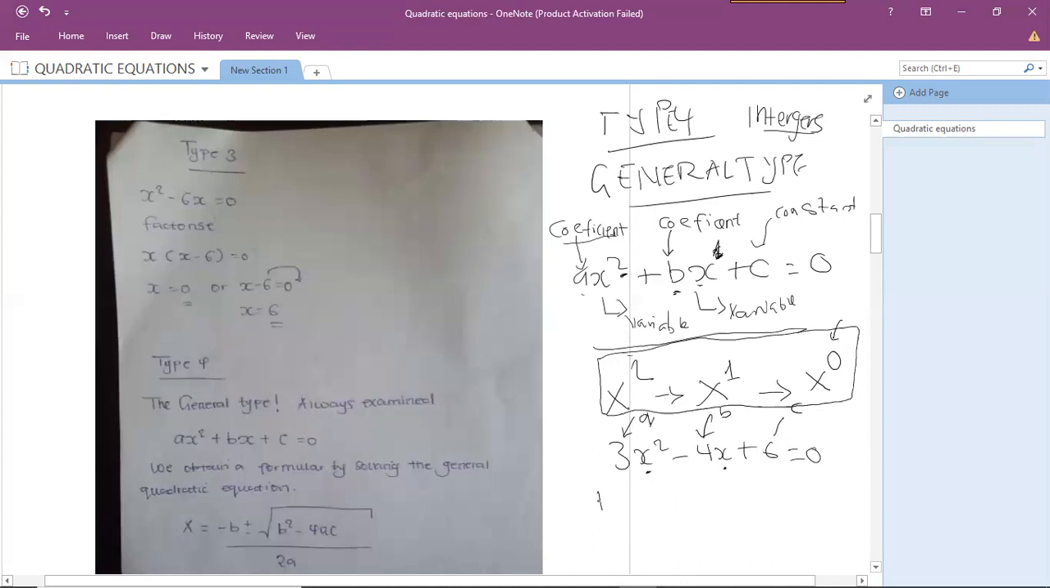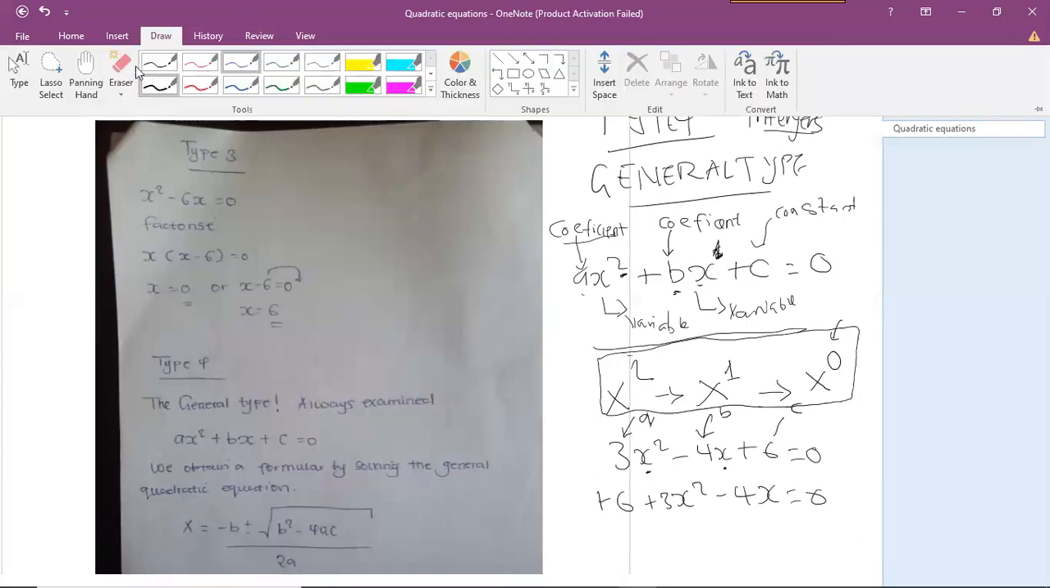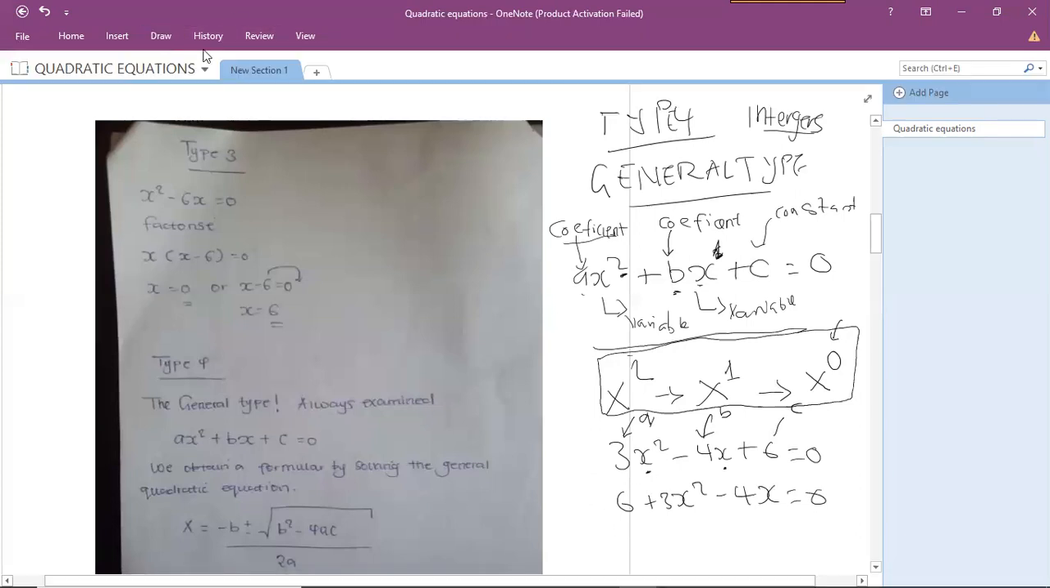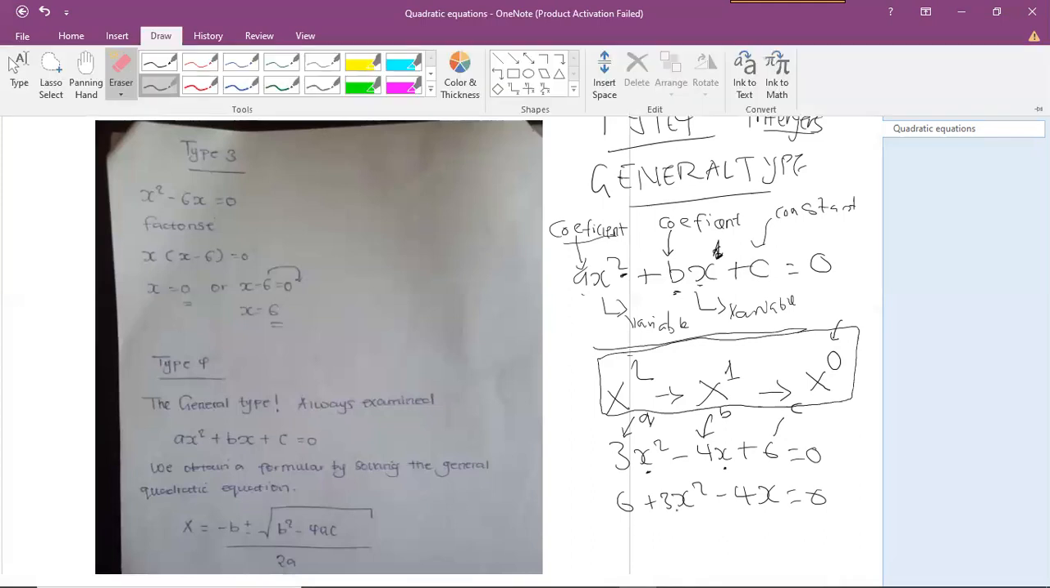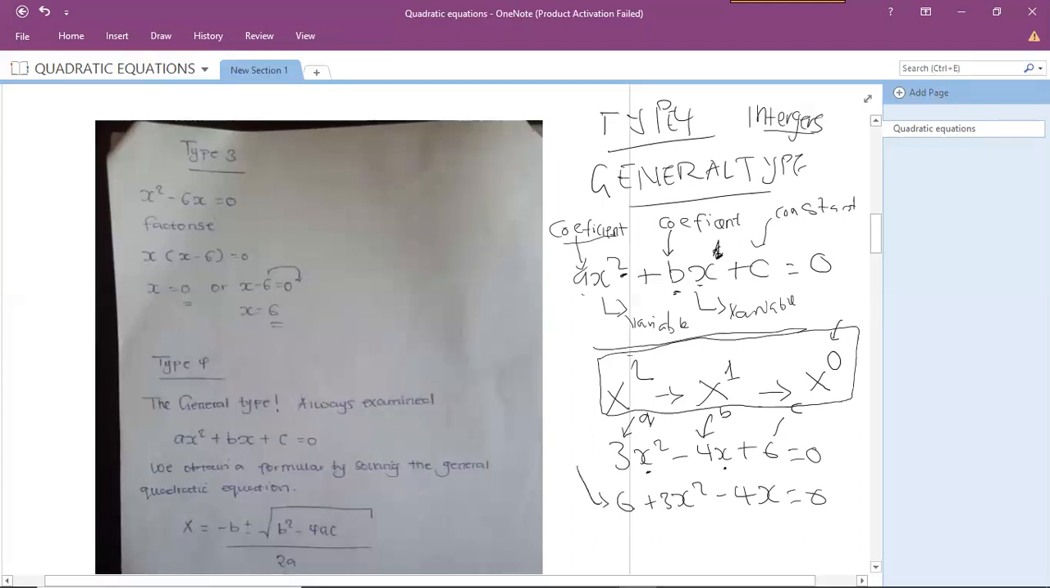What the examiner might do is say, solve the following quadratic equation: plus 6 plus 3x squared minus 4x is equal to 0. If you see this quadratic equation, it's not in order. The examiner is going to mess up the quadratic equation so that the student fails to use the quadratic formula, which we're going to discuss shortly.